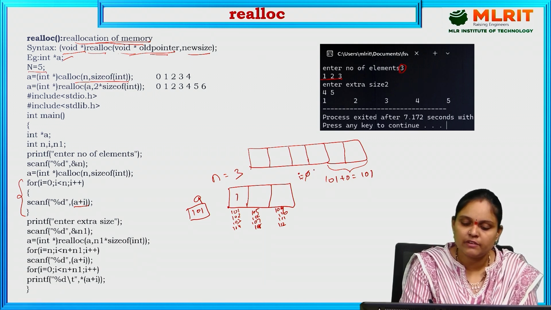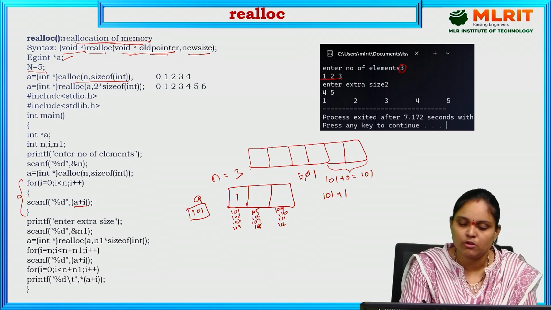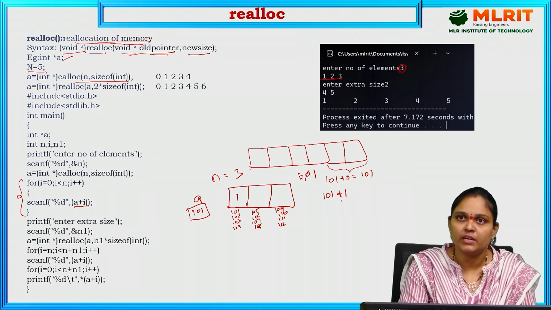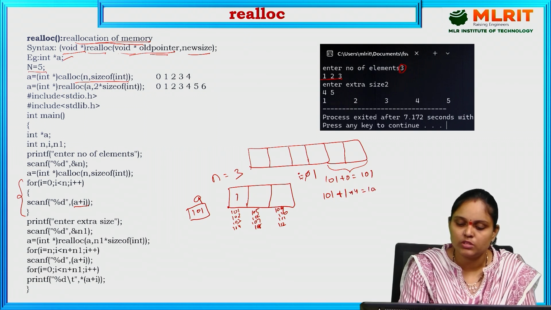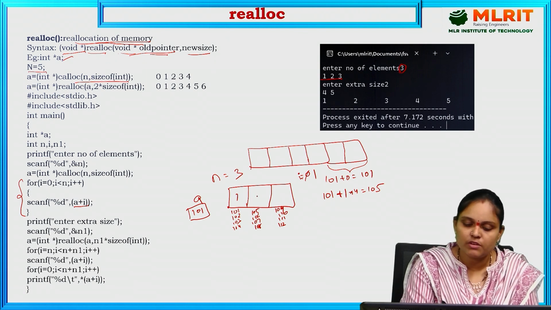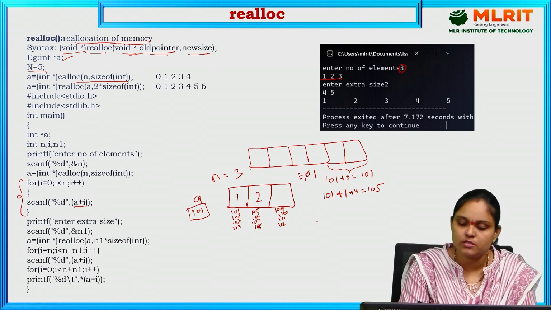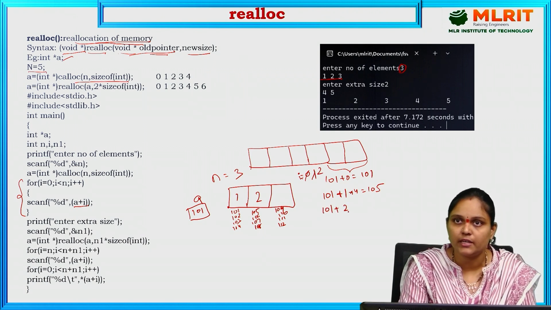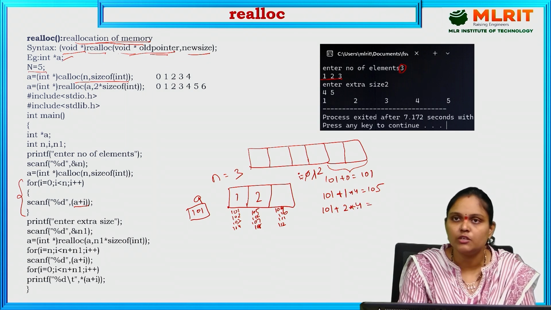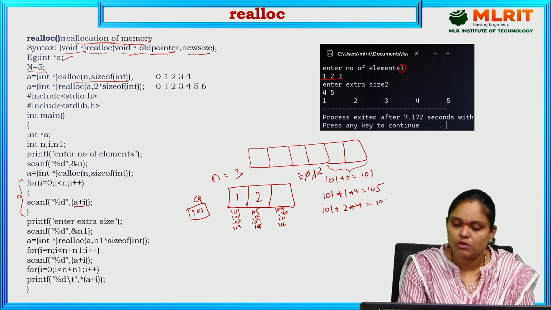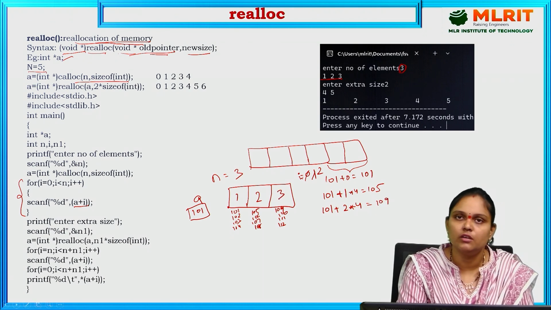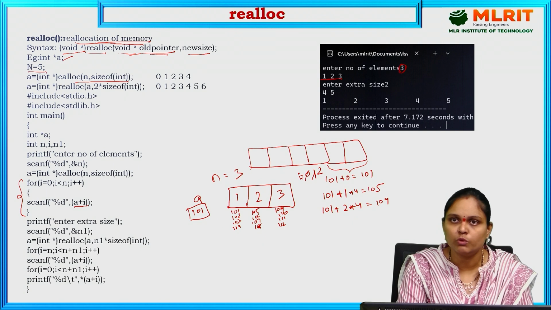Next, the i value gets incremented, and the next value is stored at 101 plus 1. If you add an integer or constant to an address, we need to multiply it by the size of the data type. So it goes to 105, that is 101 plus 4. The next value is stored in address locations 105 to 108. Then i is incremented again to 2, with a as 101, and we multiply by the size of the data type, so 101 plus 8 is 109. This value 3 is stored in the next 4 bytes, from 109 to 112.